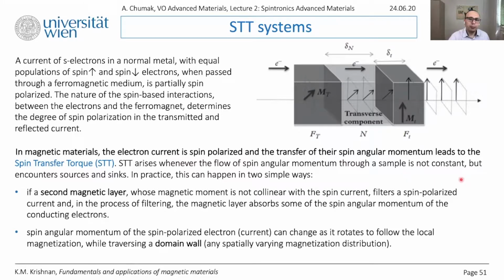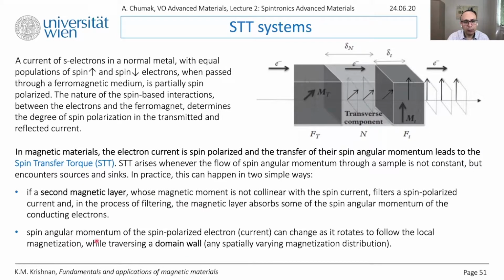What we need to keep in mind is that in this case, the flow of spin angular momentum through the sample shouldn't be constant. We, in some sense, need to have a source and a sink of spin angular momentum, and this can be realized in two ways, which we already briefly discussed. The first one you see here. We just need to create such a structure consisting of two magnetic layers whose magnetic moments are not collinear, and then one acts as a spin filter and injects the spin polarized current into the second. And another way you can realize this is a domain wall.